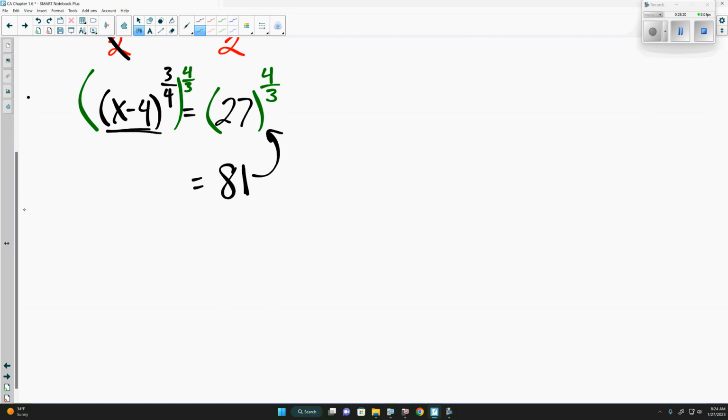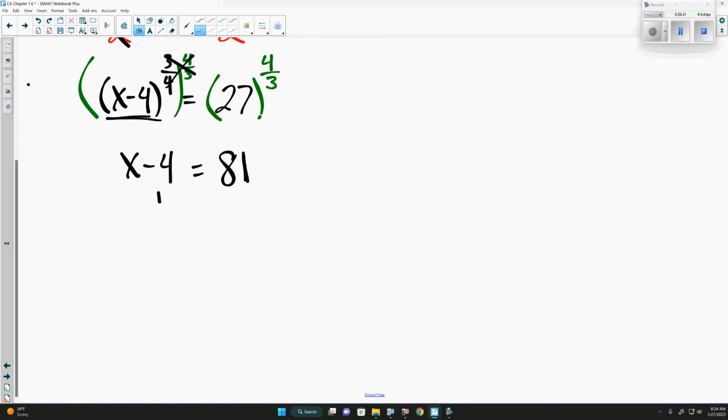So here, this just has to be 81. And over here, these will simplify, leaving us with x minus 4. We can add 4 to both sides, telling us that x is equal to 85. And that's the answer. Questions on this here?